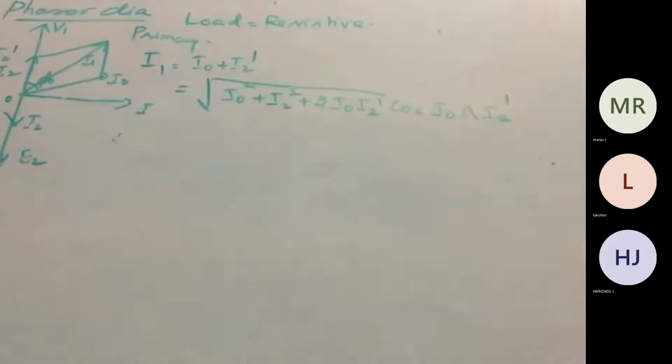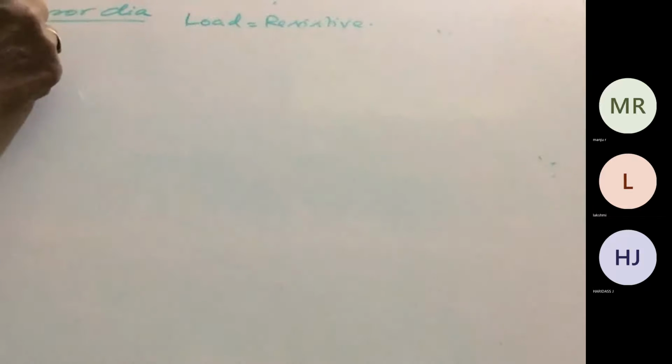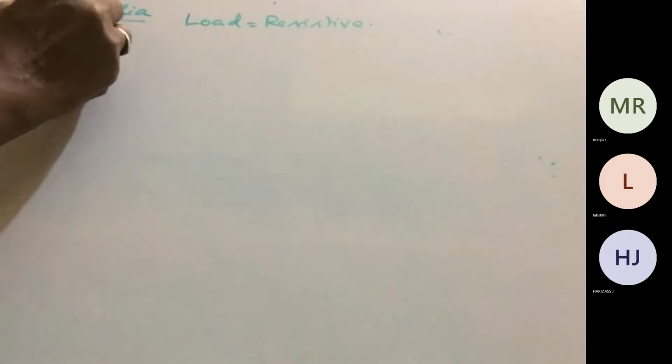Now we have to take the load as inductive. Inductive means, as I already told, I2 lags E2 by an angle phi 2. So for that, in the same way, you take the load as inductive.